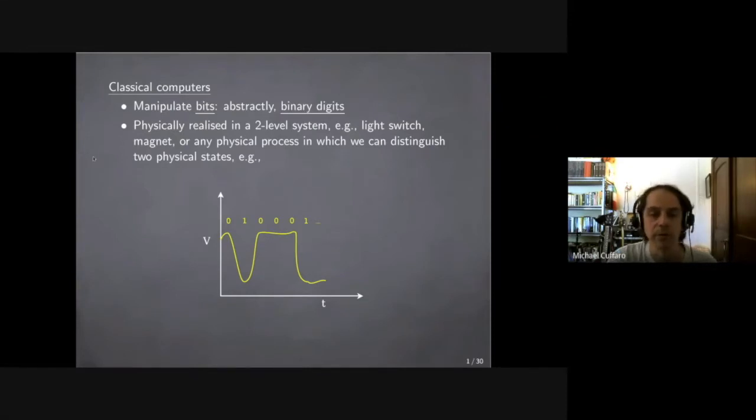So, for example, here's a physical process such that its voltage varies with time, and if there's enough of a distinction between the high and the low state, you can assign a 0 and a 1 to each of those states, and then you can take this evolution as encoding a binary string, for instance.